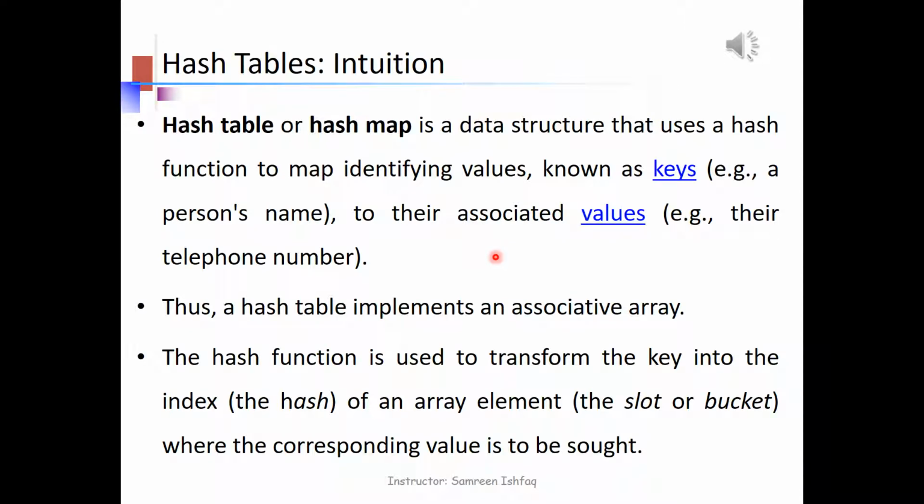So what is hashing or hash tables? A hash table is a data structure which stores data in an associative array. In a hash table, data is stored in an array format where each value has its own unique index, and access of data becomes very fast if we know the index of the desired data.